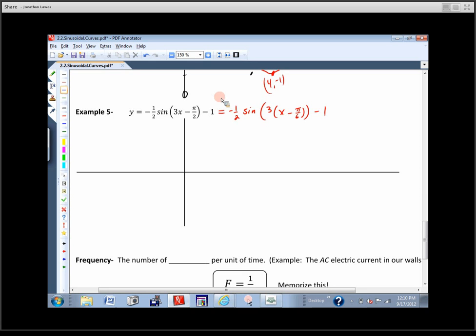Now we just need to identify what's going on here. That's a vertical flip, and it changes the amplitude, right? This moves it down. This moves it right. And what does this do?